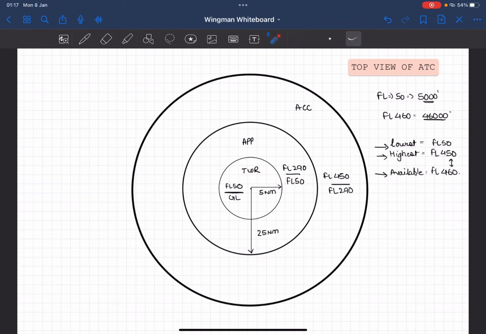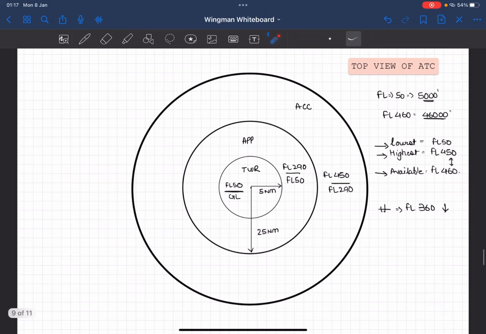Let's take our previous example: you're a plane flying at flight level 360 and you want to descend. You'll be somewhere here at flight level 360. You'll be the responsibility of whom? Area control. They will clear you to descend to flight level 290. Then you'll change over to approach frequency, and they will clear you to descend to flight level 50. After which, from 50 to getting you to the ground, you'll be the responsibility of the tower.